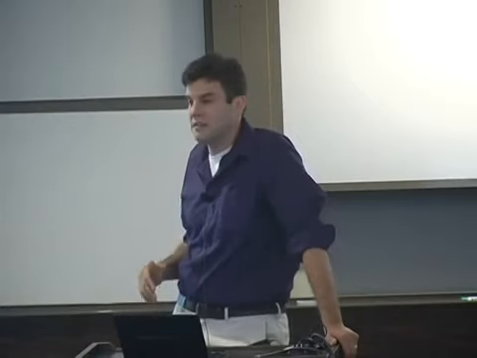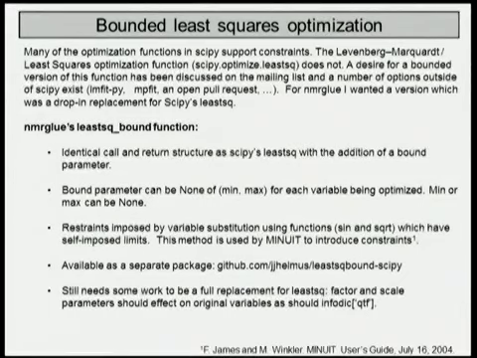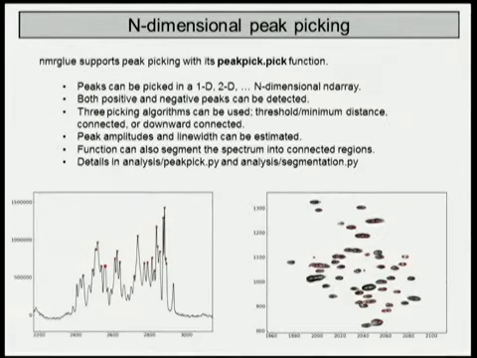So in least squares bound, the call and return are identical to SciPy's least squares, except you also have a bounds parameter that can either be None, in which case no bounds are included, or you can have a tuple of a min and a max. Either of those can also be None. The constraints are imposed by a variable substitution with some signs and square roots that have natural limits. And this package, I actually pulled it out of nmrglue because I knew there was some interest in it. nmrglue also gives you n-dimensional peak picking. So you can pick peaks in 1-dimensional, 2-dimensional data.